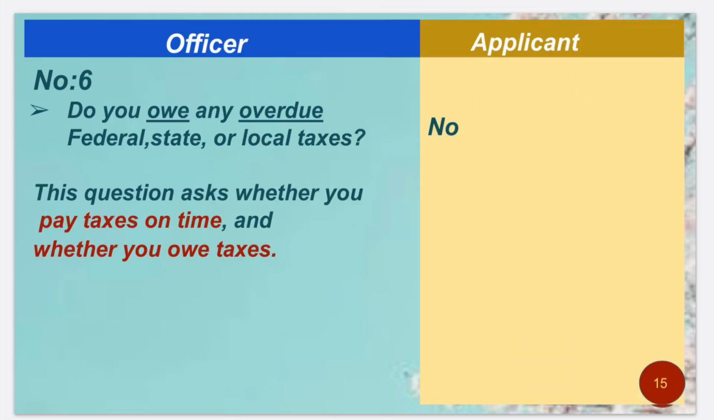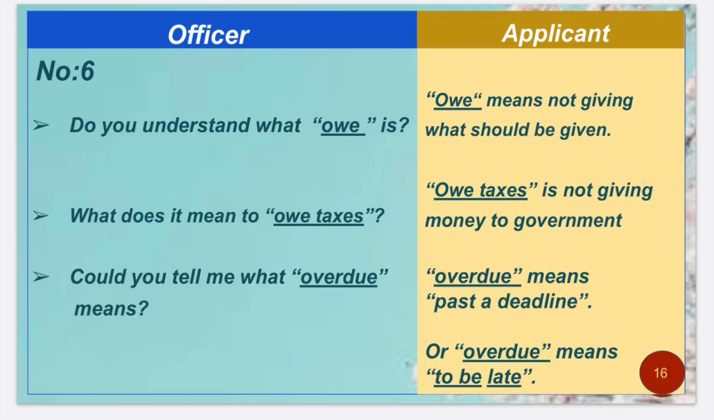Do you owe any overdue federal, state, or local taxes? This question asks whether you pay taxes on time and whether you owe taxes. Do you understand what owe is? What does it mean to owe taxes? Could you tell me what overdue means? Owe means not giving what should be given. Owe taxes is not giving money to government. Overdue means past the deadline, or overdue means to be late.